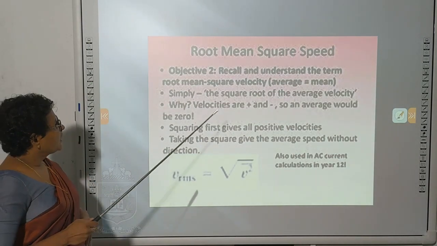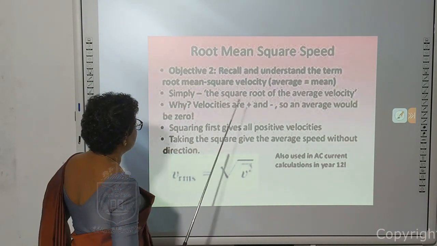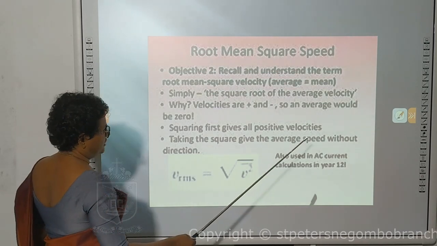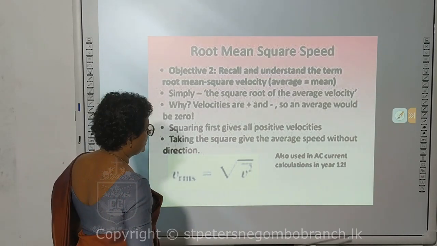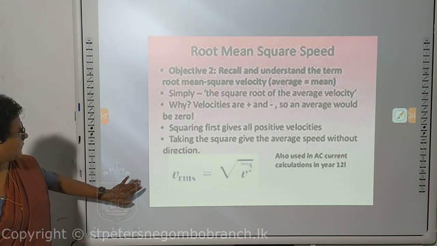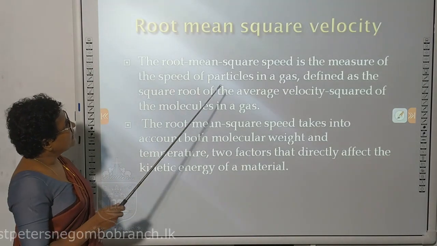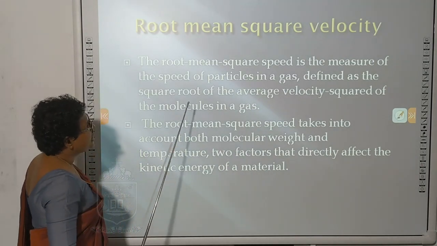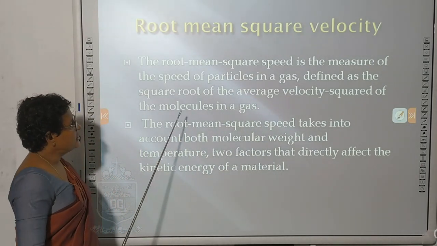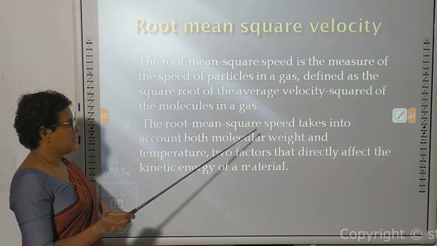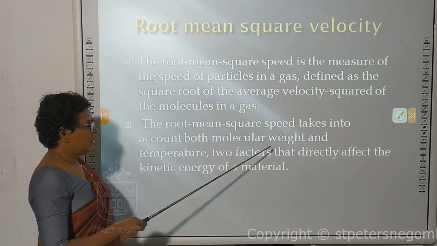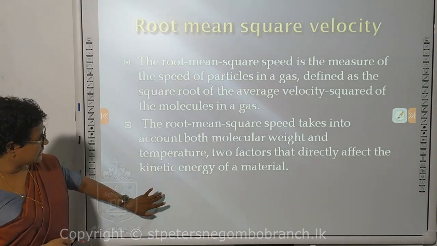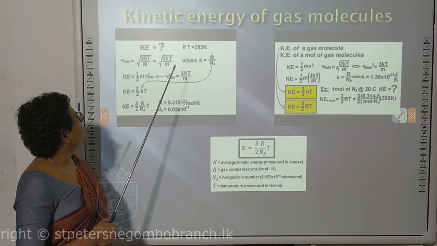Root mean square speed. Here it is simply the square root of the average of the velocity squared. Why? Velocities are plus and minus, so the average would be 0. Squaring first gives all positive values. Taking the squares gives the average speed without direction, right? RMS, root mean square speed, is the measure of the speed of particles in a gas, defined as the square root of the average velocity squared of the molecules in a gas. The root mean square speed takes into account both molecular weight and temperature, two factors that directly affect the kinetic energy of a material. Kinetic energy of a gas molecule, right?